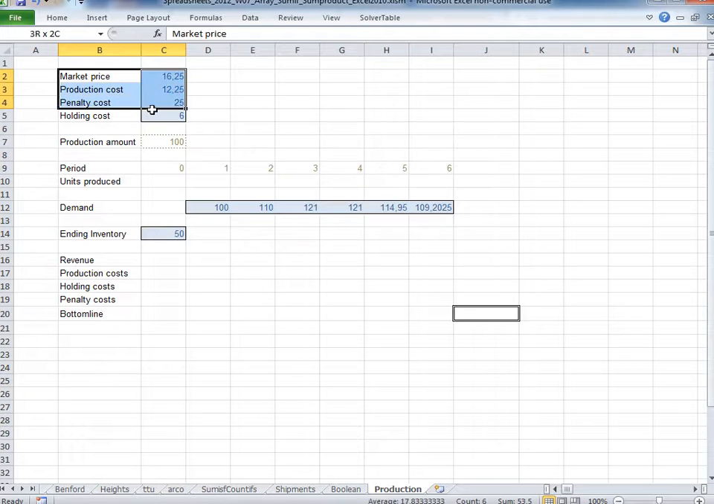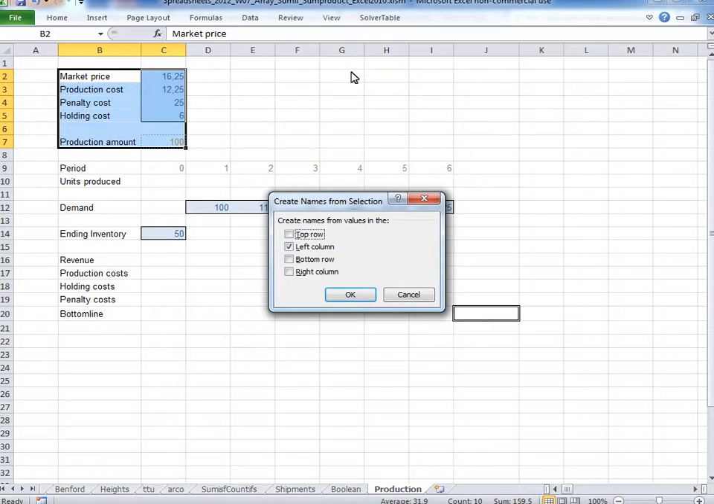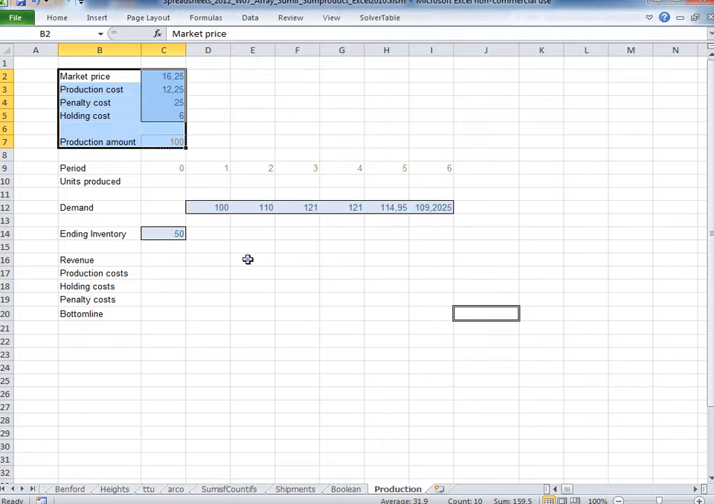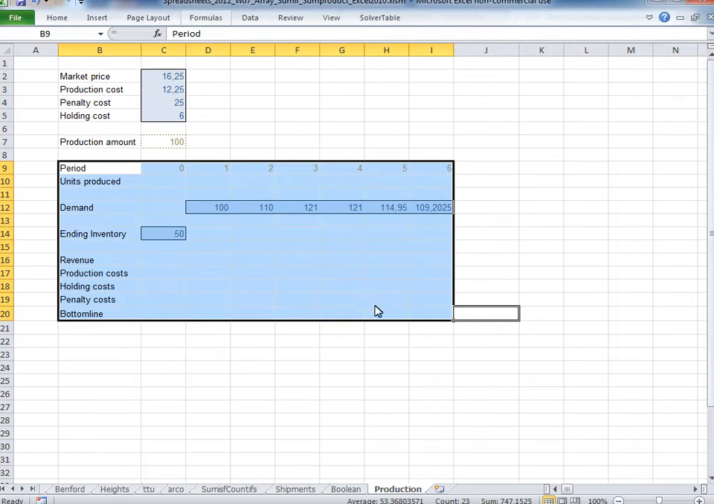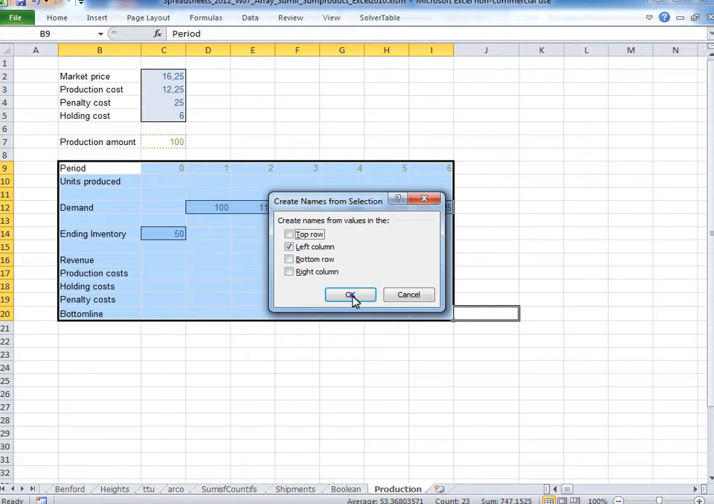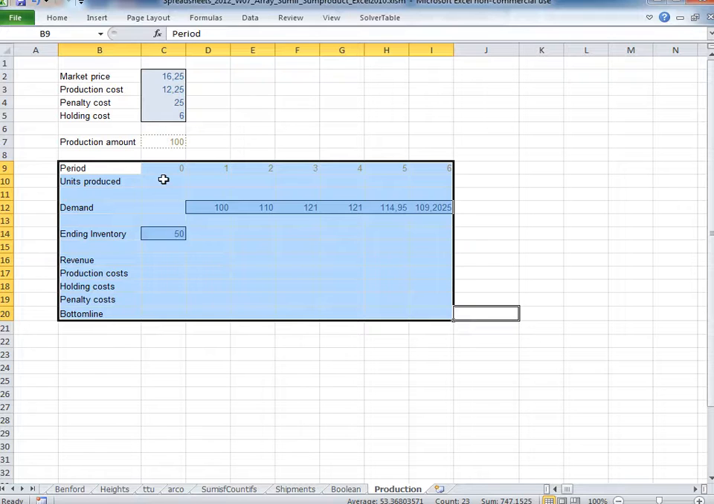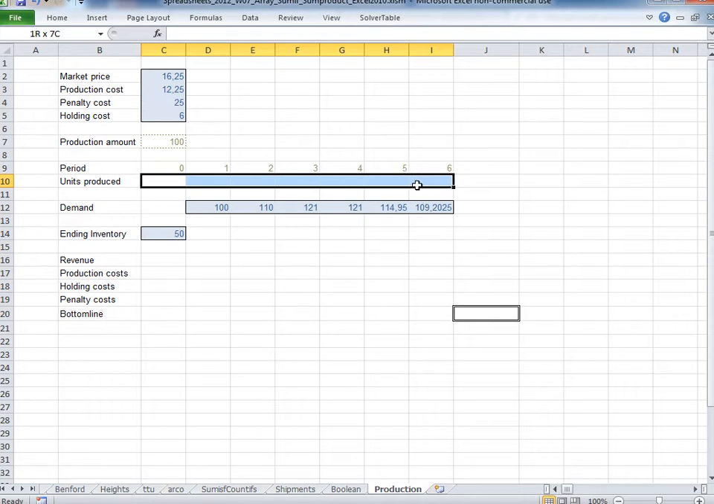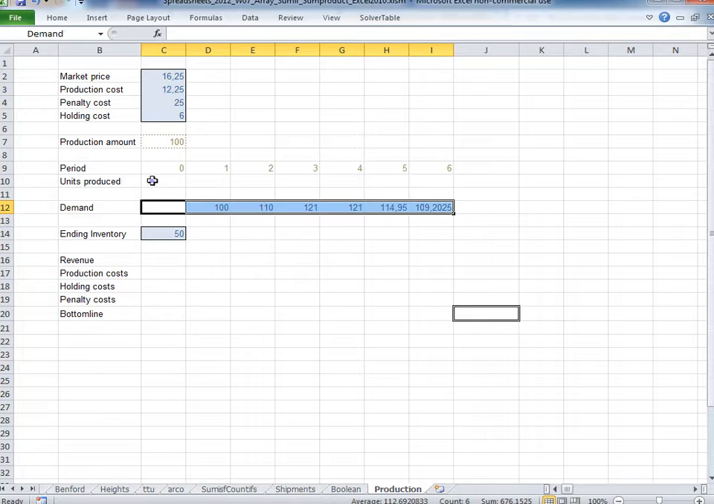Okay, now we have to give some names. At first, let's select these and do formulas. Create from selection, left column. And now a few more names. These names we'll give in a long way. We do formulas, create from selection, left column, and remember now, this block here is going to be called units produced. This block here is going to be called demand, and so forth.